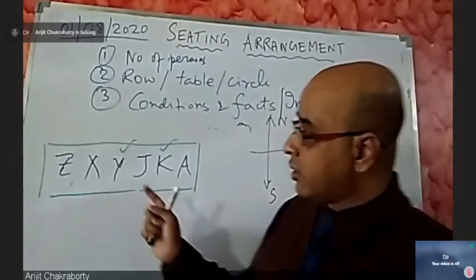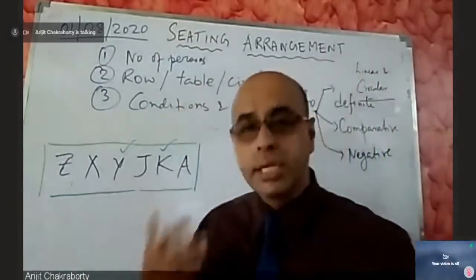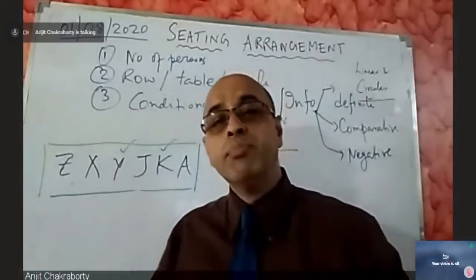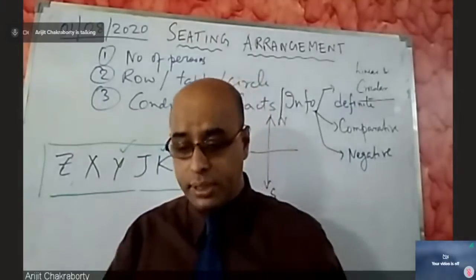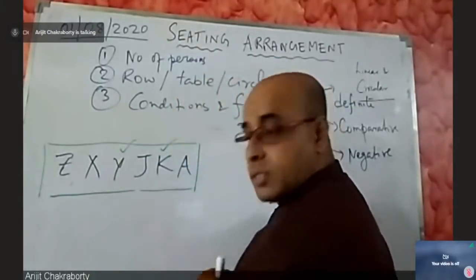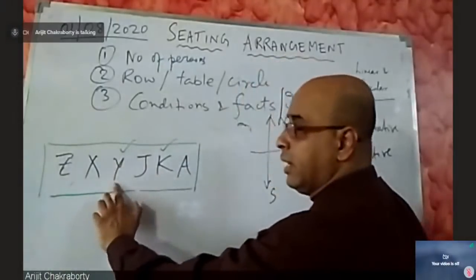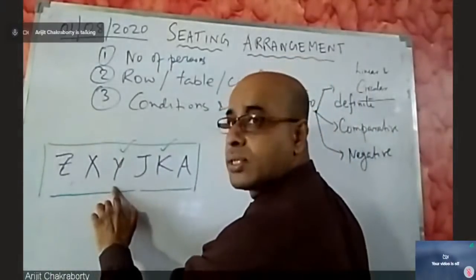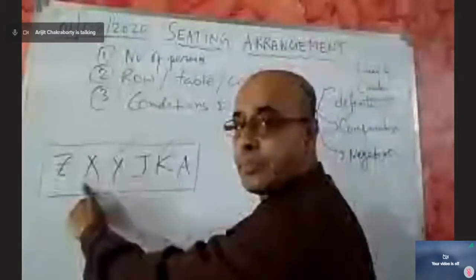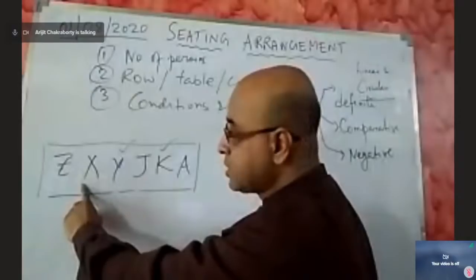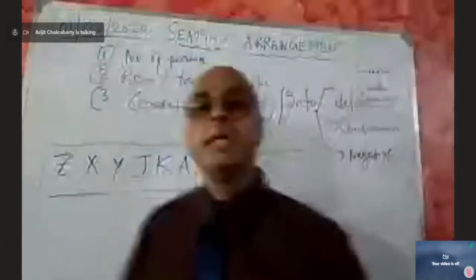Similarly, if the condition is given that X is seated to the immediate left of Y, immediate left means the person sitting just beside me on the left hand side. So here, Y is here, X is immediately seated to his left. So please note that immediate to the left means the person sitting just beside me on the left hand side.